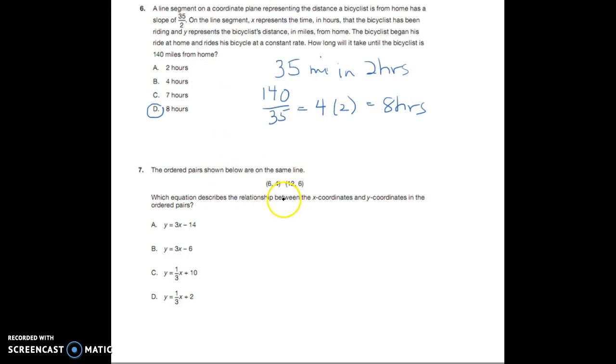So subtract our y's, 6 minus 4, and subtract our x's, 12 minus 6. Make sure you subtract the same way. So we get 2 over 12 minus 6, which is 6, which reduces to 1/3. Immediately, that has eliminated A and B because the slope of both of those lines is 3. Hopefully you didn't fall for that trick and you didn't do your x's over your y's. Y's over x's always in slope.